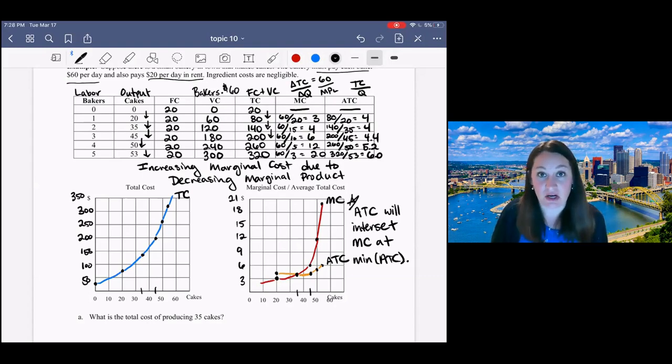The main takeaways are marginal cost is always increasing, and that's because we have decreasing marginal product, and the average total cost curve will intersect marginal cost at its minimum.